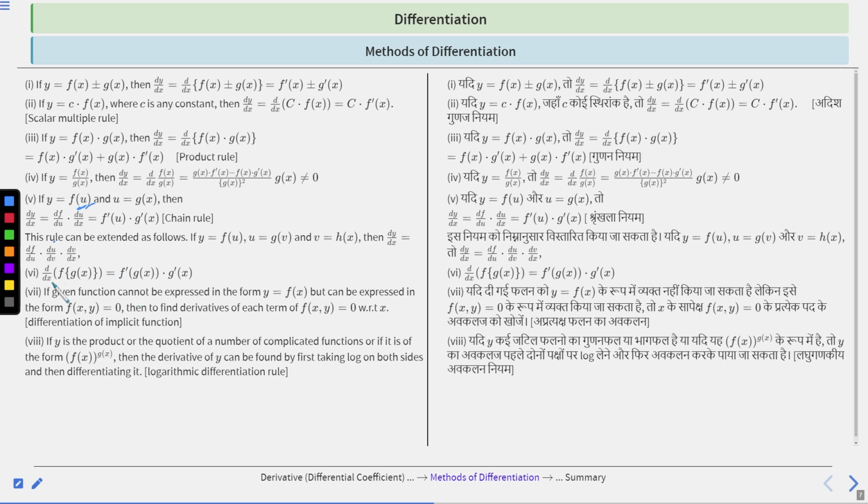Now, next part: derivative of a composite function. That is, d by dx of f of g of x can be written as f dash g of x into g dash x, right? You have to remember this. Next part, that is the seventh point.